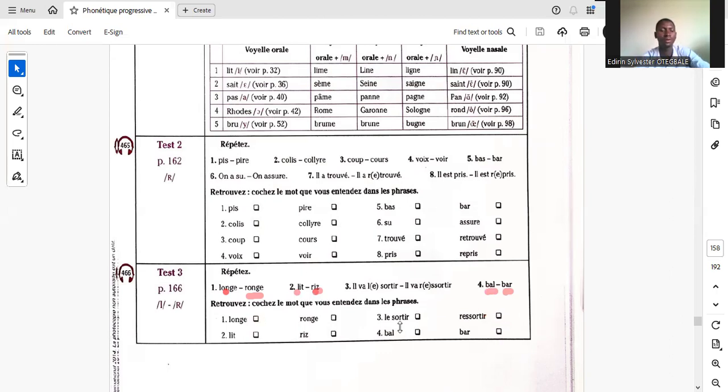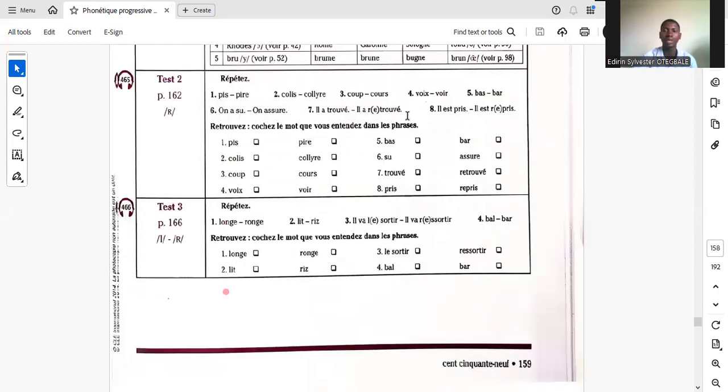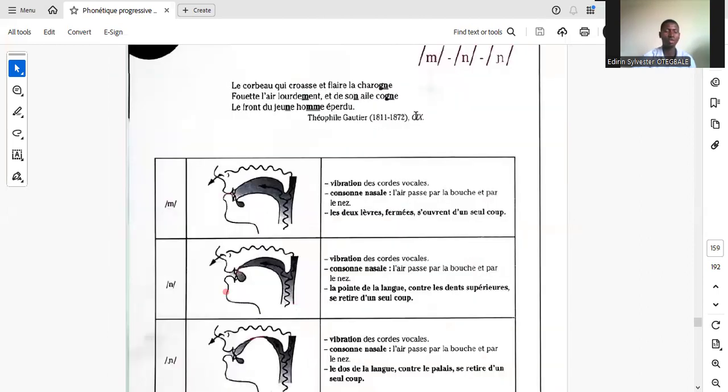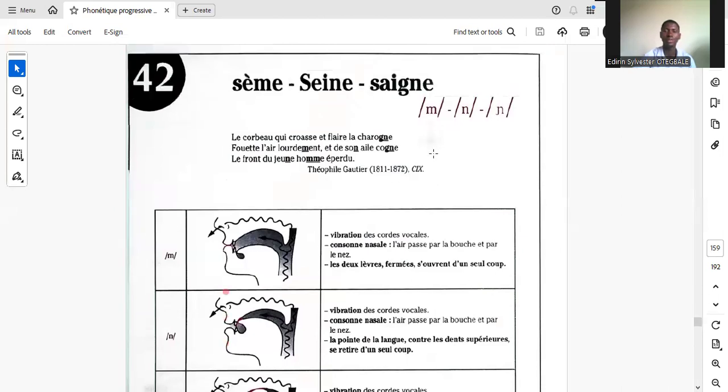So from all these readings, you can see the sounds are deployed a lot in French, and we cannot shy away from that reality. With that said, we want to pick the M, N, and ñ and just discuss them very briefly. These are the three. We've seen them already, but let's touch them briefly.